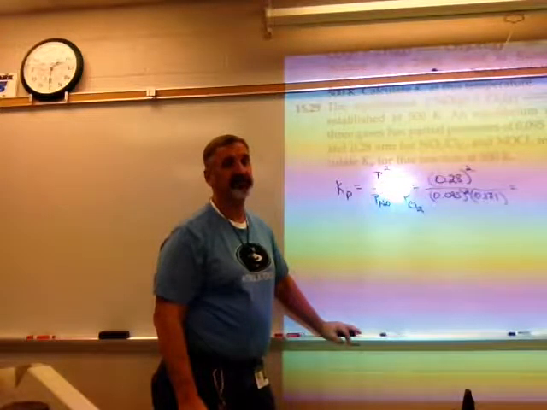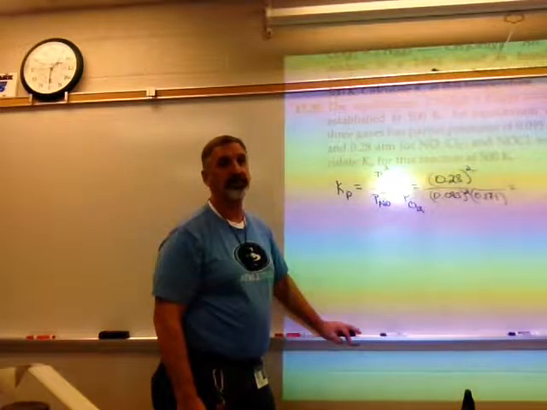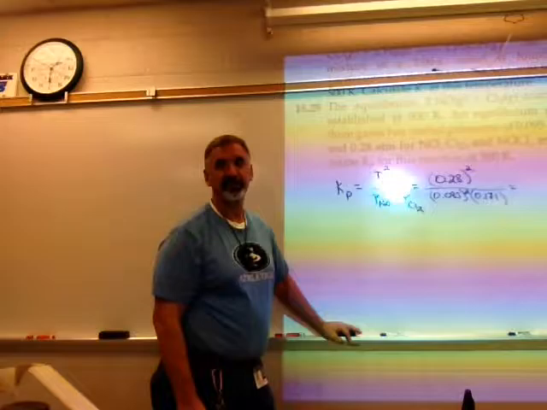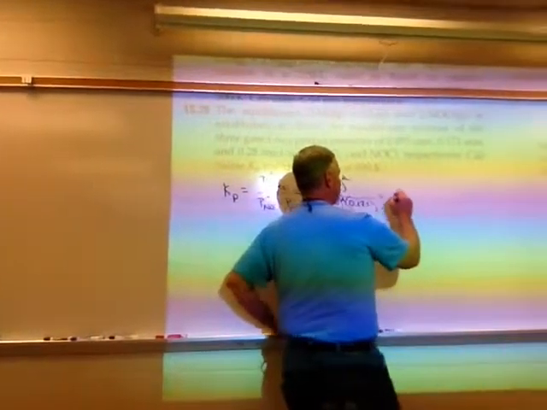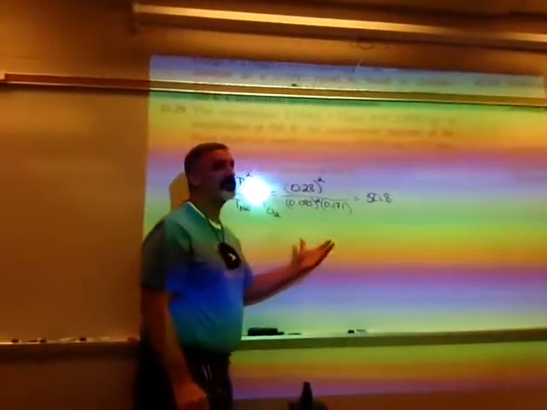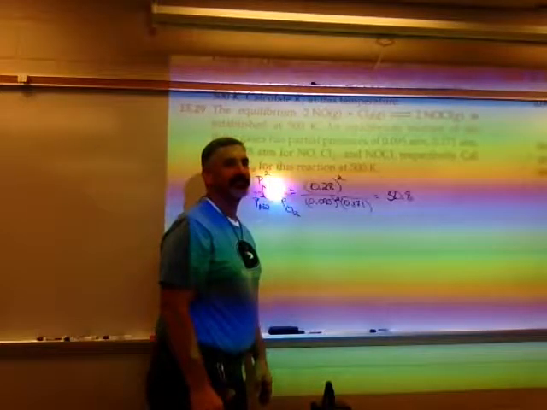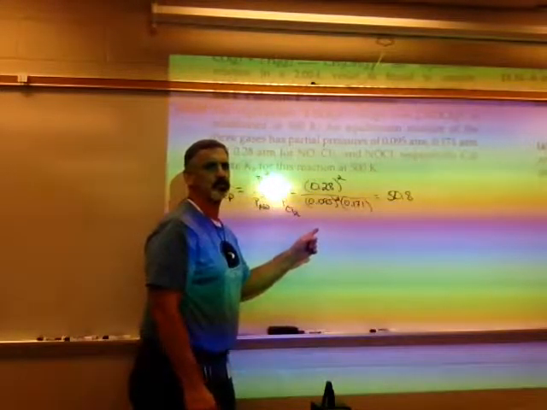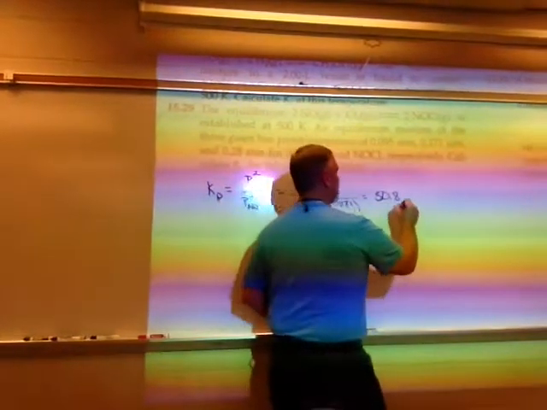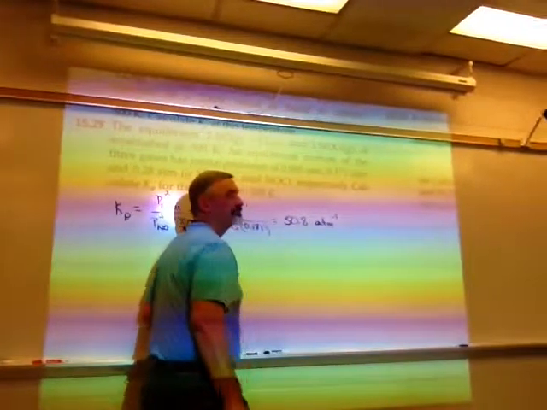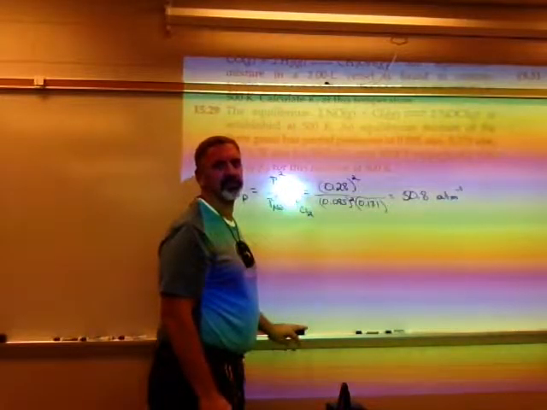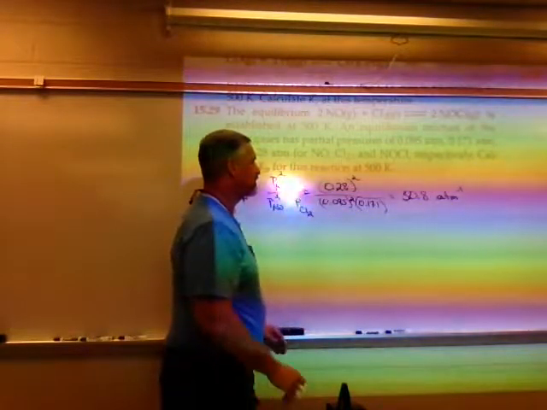Someone on the calculator? 50.8. Does somebody agree with that? Okay, because we definitely have calculator issues in this class. Okay, 50.8. All right. Now we don't have to know units, but what would the units be on this if we were to calculate units? 1 over atmospheres, right? Or we could say atmospheres to the -1. Now again, generally speaking, you don't have to give a unit on K, but just simple manipulation there. So that's good.